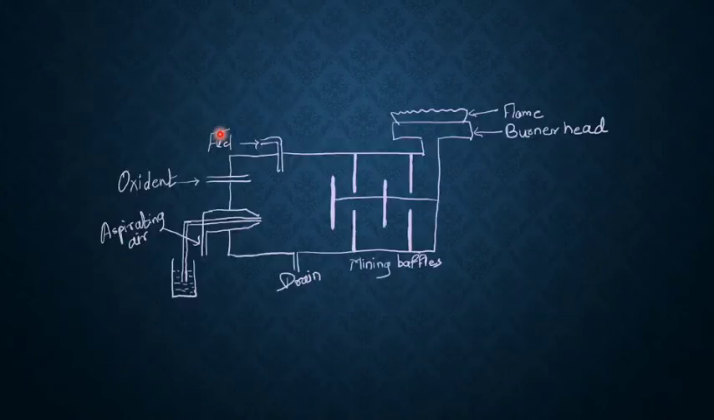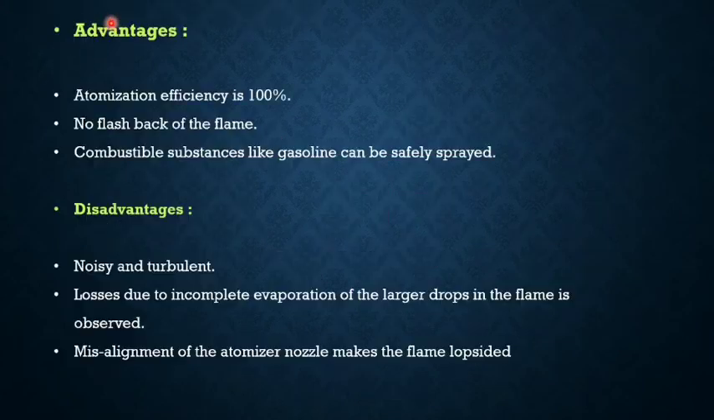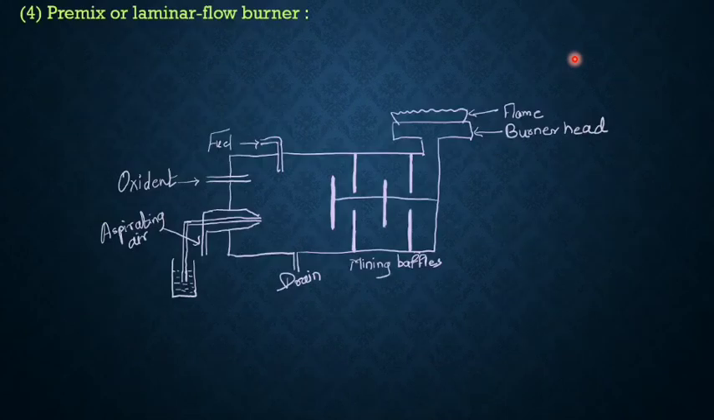The next point is the premix or laminar flow burner. There is a fourth type of burner. The name shows what? Premix. In the total consumption burner, the fuel, oxidant and sample are all mixed at the tip. But in this case, the fuel, oxidant and sample get premixed and after that they reach the flame. So this burner is called the premix or laminar flow burner.